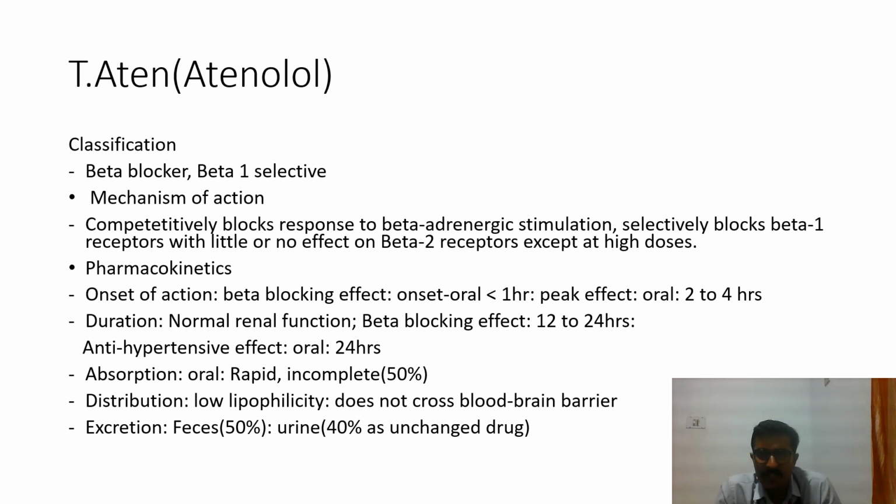Pharmacokinetics: onset of the beta blocking effect will be less than 1 hour when consumed orally. The peak effect will be seen at 2 to 4 hours when consumed orally. For the duration of action, in a patient with normal renal function, the beta blocking effect will be around 12 to 24 hours. The antihypertensive effect of atenolol when consumed orally will be around 24 hours.